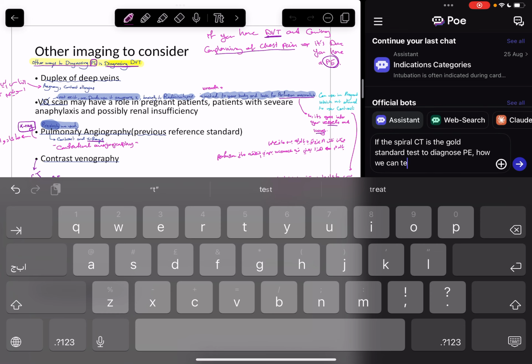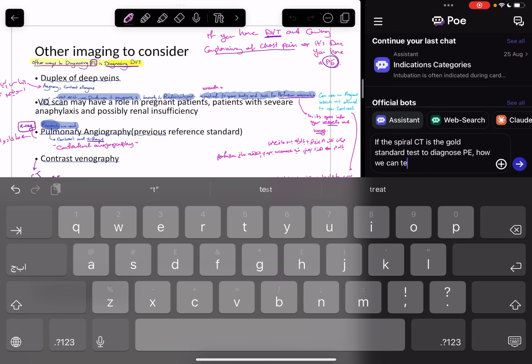Make sense? Yeah? But if you do a Doppler, it's negative and they still have symptoms and you don't know, right? And the point is you need to make that definitive diagnosis because the treatment has a lot of side effects. You can't just put everyone on treatment. You have to make sure that they do have the disease or not.